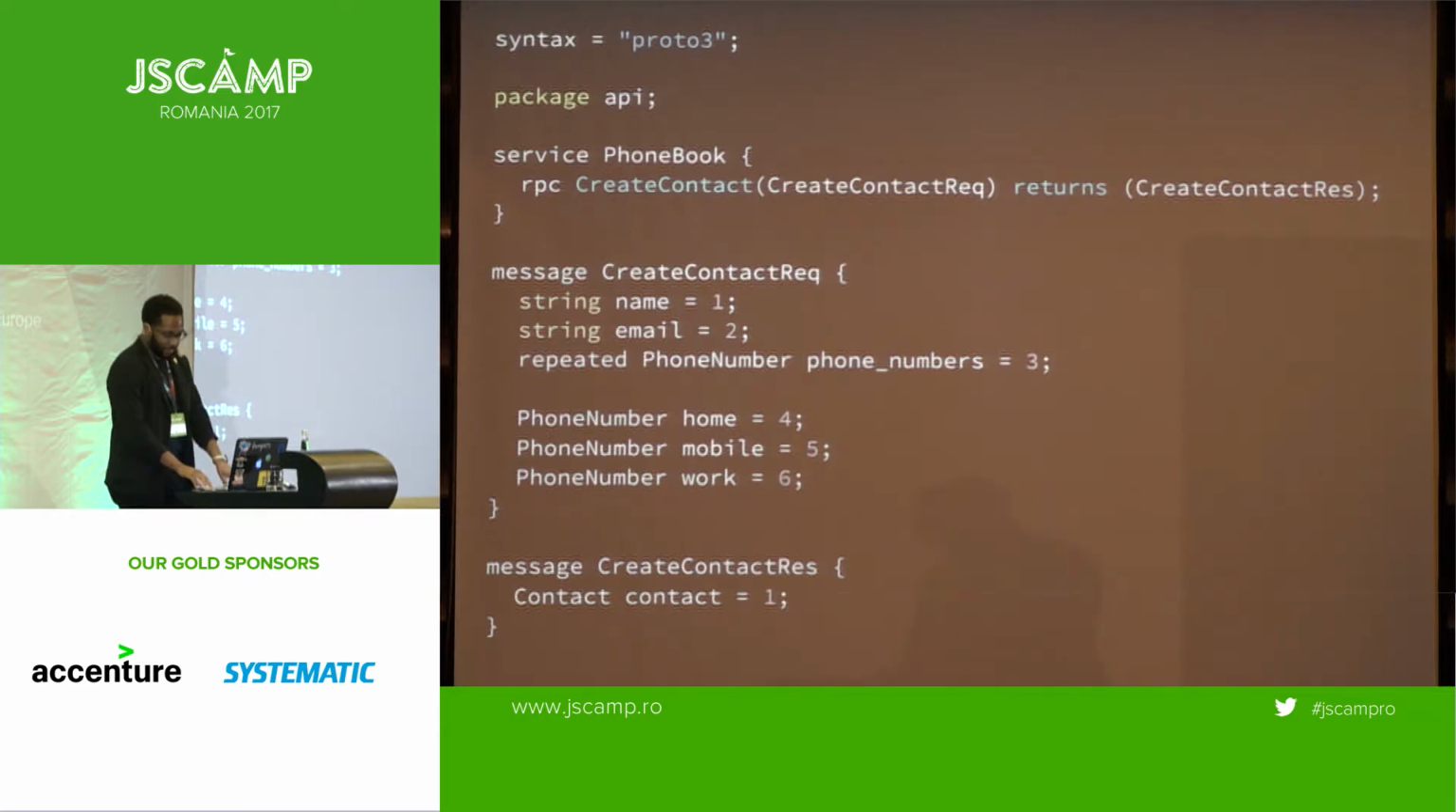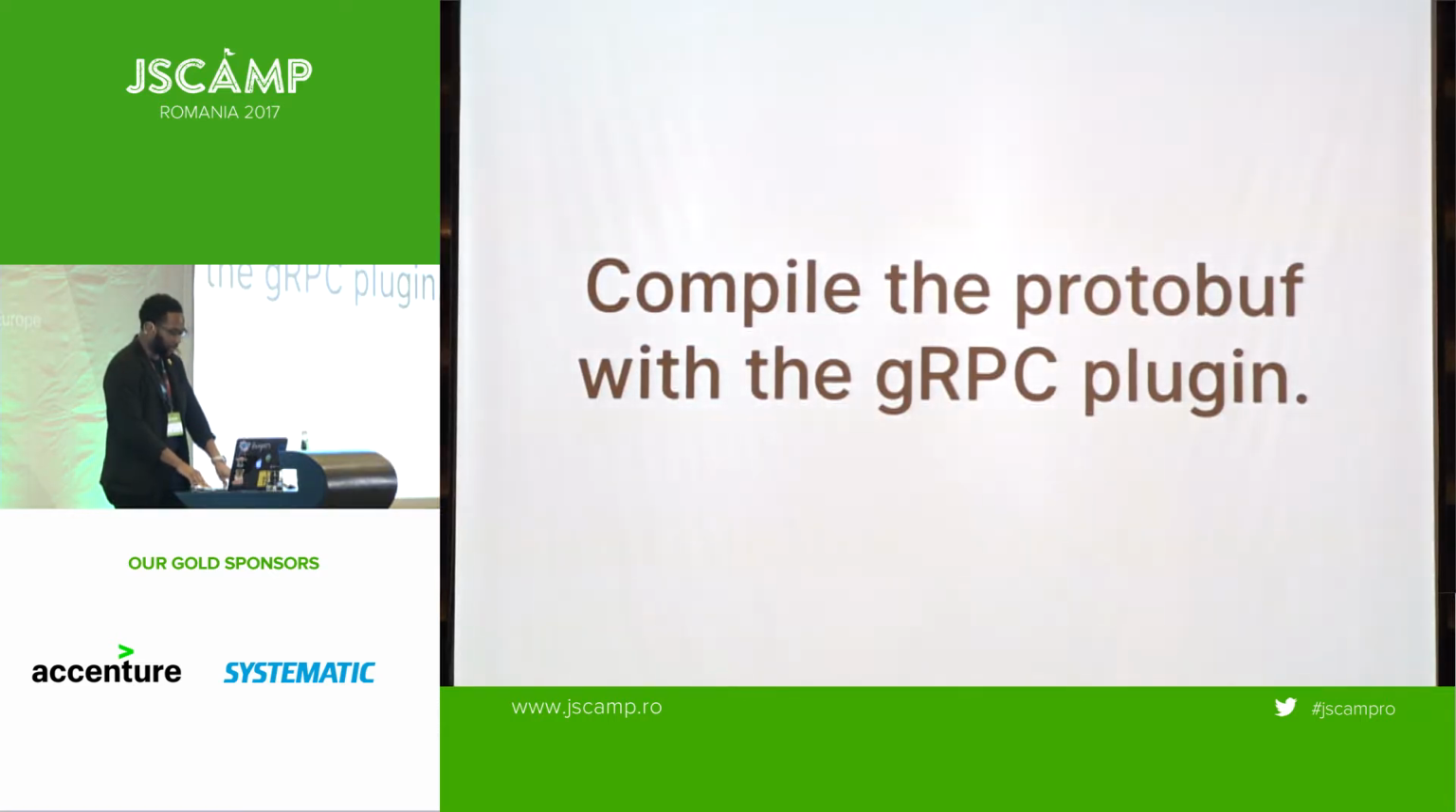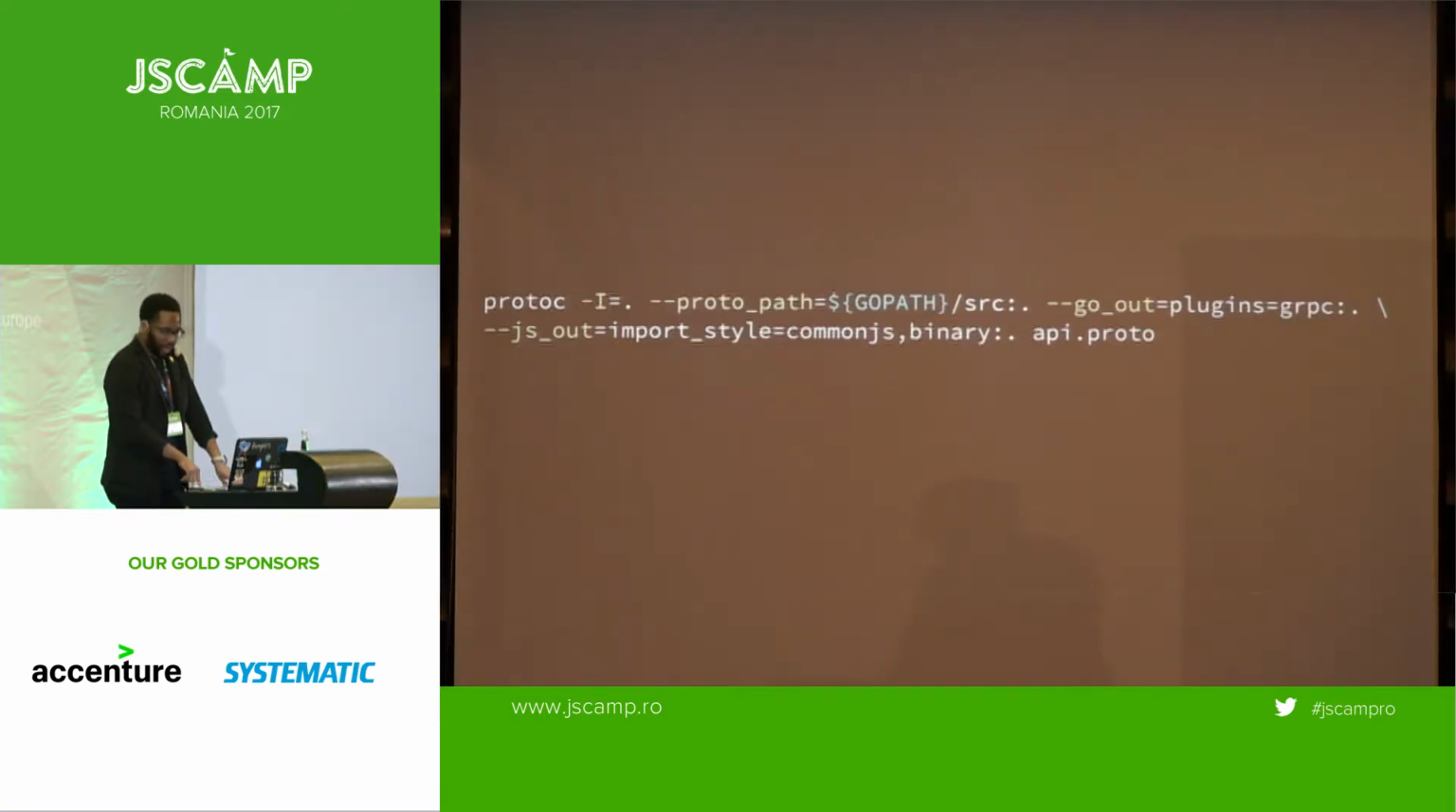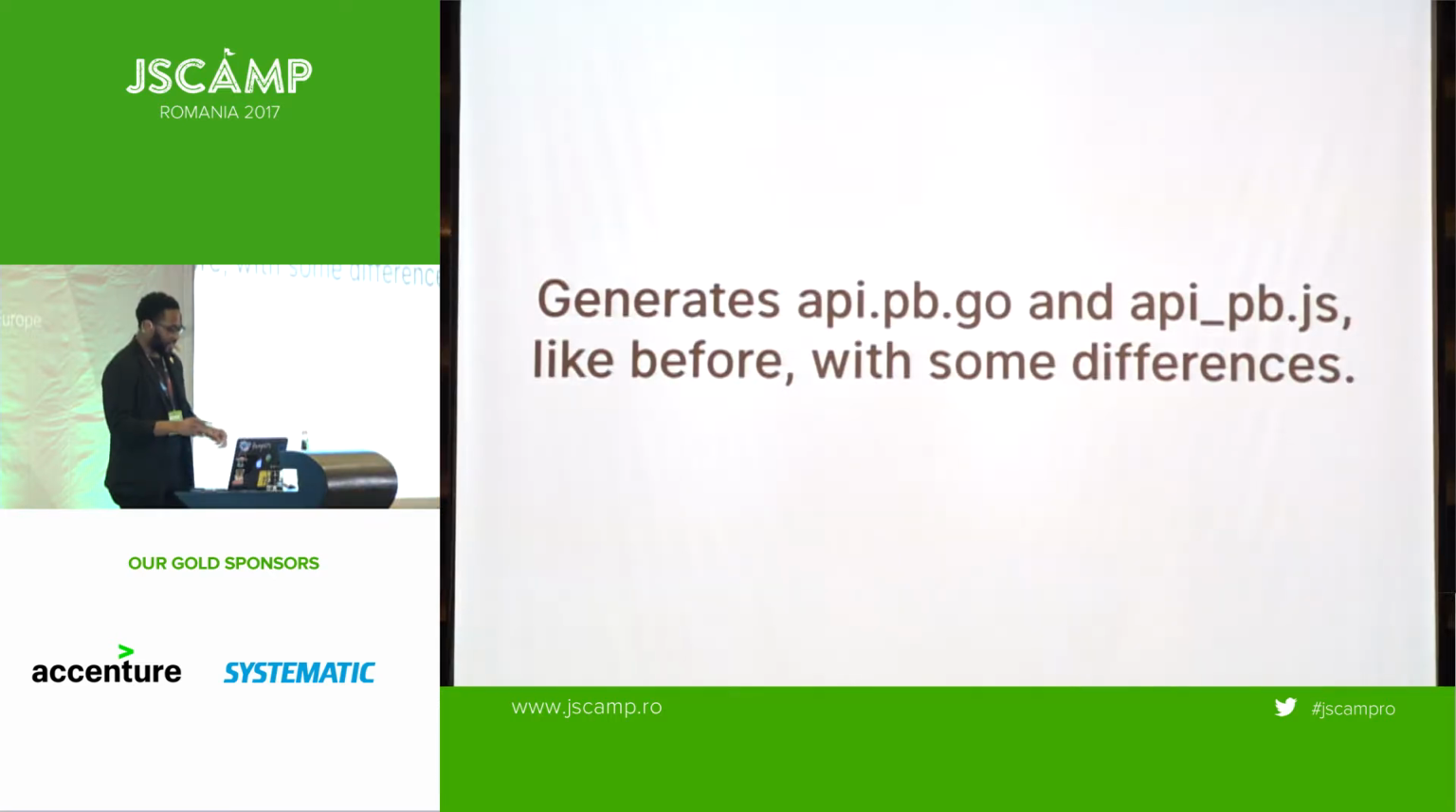Now that we have this protobuf file defined, we're going to compile it with the gRPC plugin. If you see our protoc compile command from earlier, we're just compiling our API.proto file. You see that we mentioned a gRPC plugin added to the go_out command. Once again, this generates the api.pb.go file and api_pb.js file like we had before.